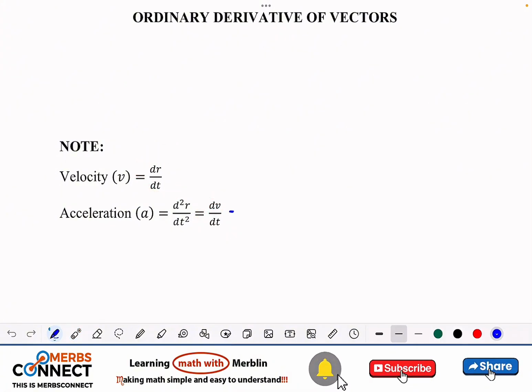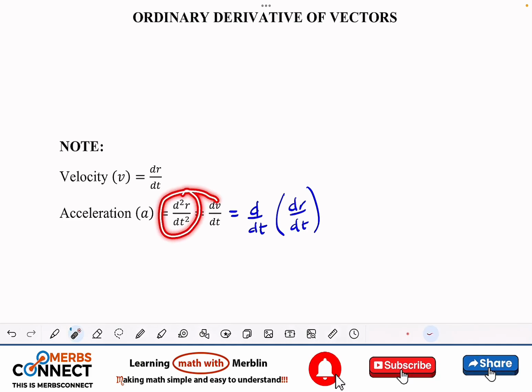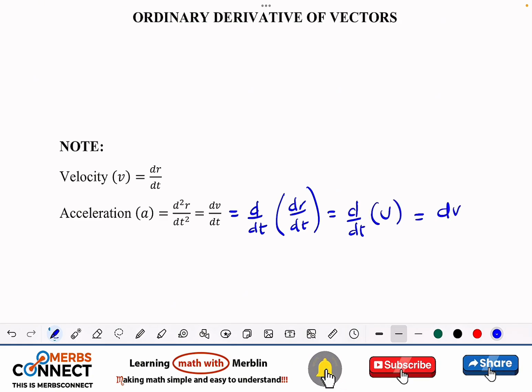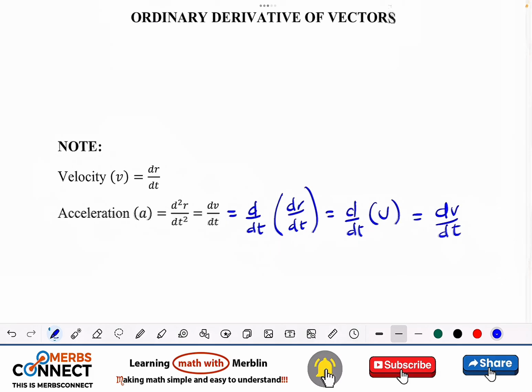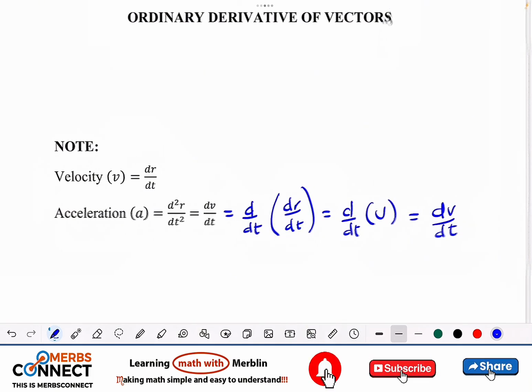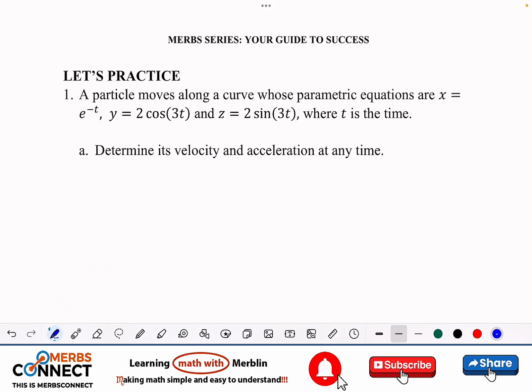So what we mean here is something like this. This is the same as d over dt, open bracket, dr over dt. Since we are differentiating it two times, we need to differentiate this again. And we know that what is inside the bracket here is velocity. So this is going to give us d over dt of v, and this is going to give us dv over dt. So basically, these are the two things that we need before we start the examples.